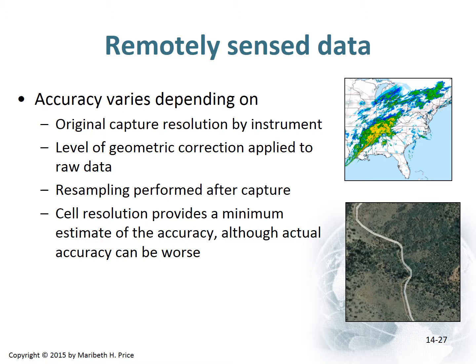Remotely sensed data is its own unique sack full of cats. Accuracy varies depending on a lot of things. What was the resolution of the original instrument that captured the data? How much geometric correction had to be applied to it? Was it resampled after it was captured? The cell resolution provides a minimum estimate of accuracy, although it could be a lot worse. So if you know something's at 3 meters, you assume that it's accurate to 3 meters, but that is not always the case.